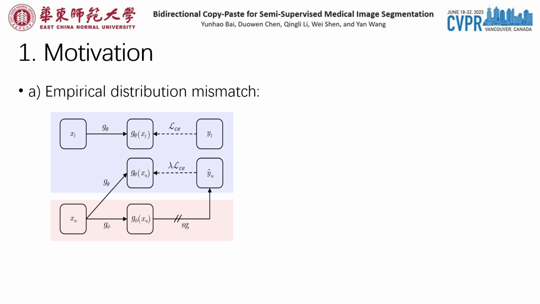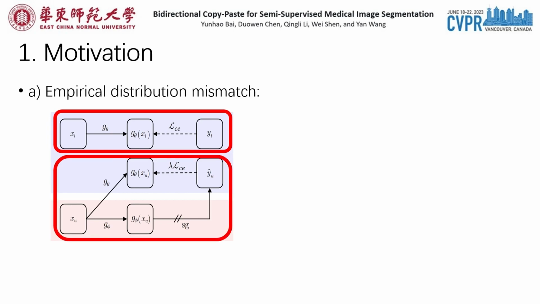The first part is motivation. Here we show the traditional self-training framework, which is a classical semi-supervised method. There's usually a supervised loss to leverage labeled data, and also an unsupervised loss to use unlabeled data.